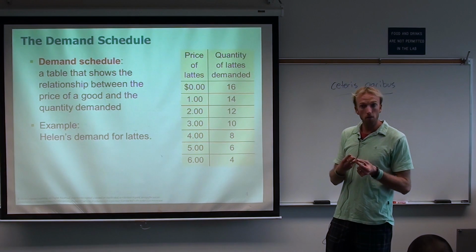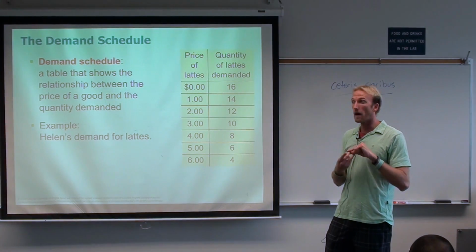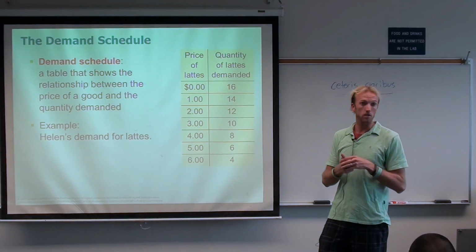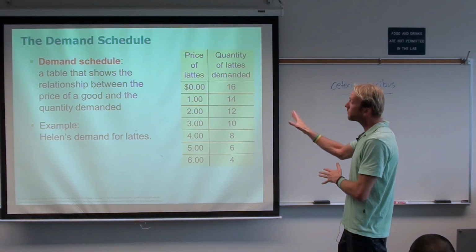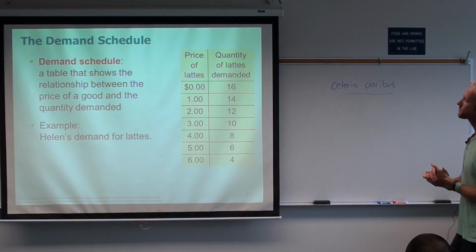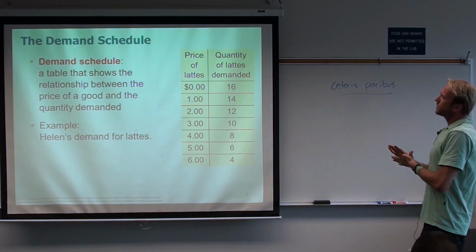You can show it in a table. It's called a demand schedule. You can show it in a graph. It's called a demand curve. You can show it in a function. It's called the demand function. We'll only look at the table and the graph in this class. Okay? So what do you notice?